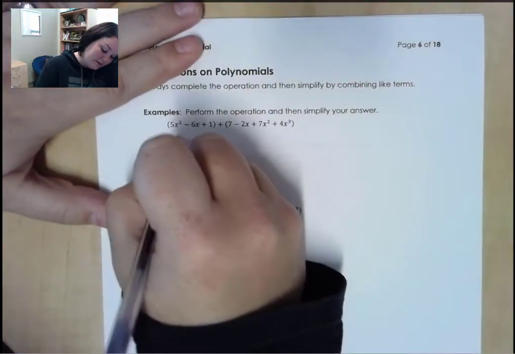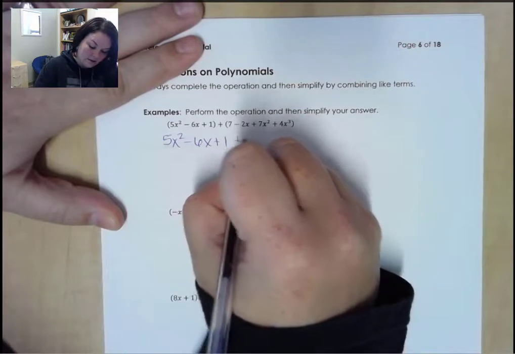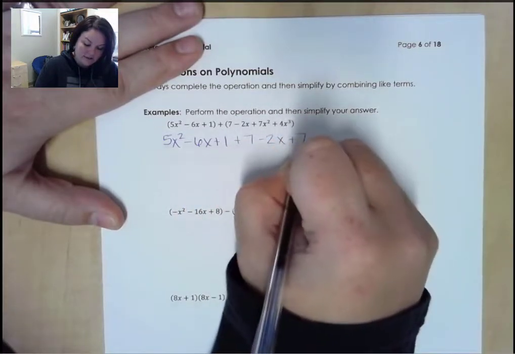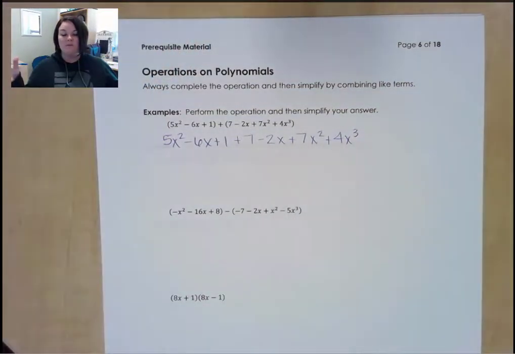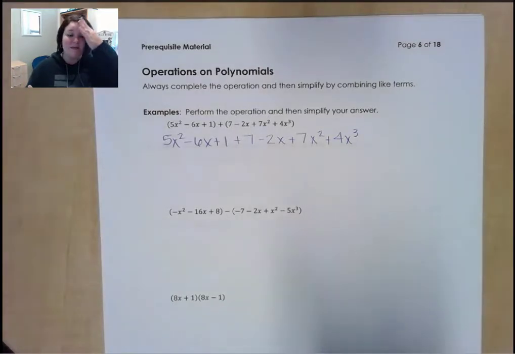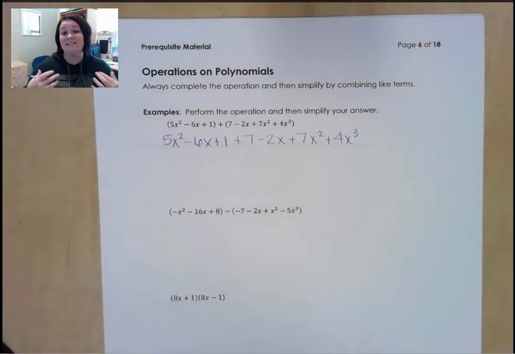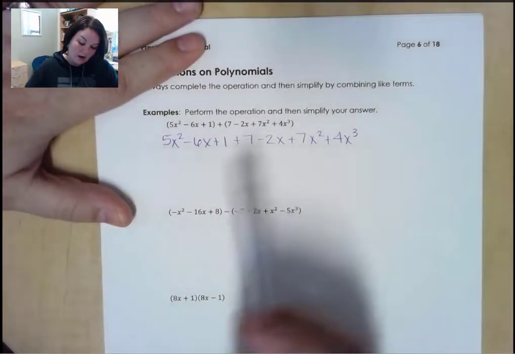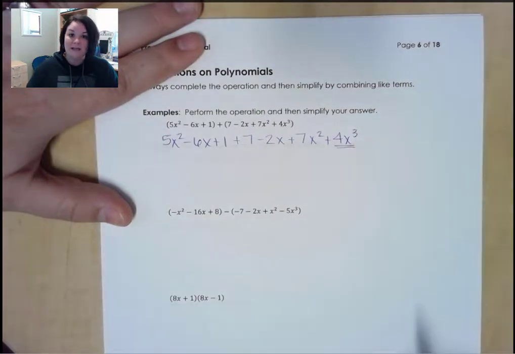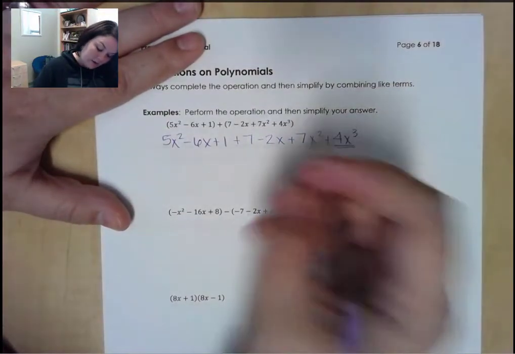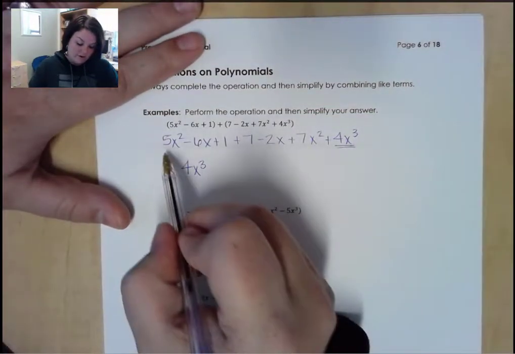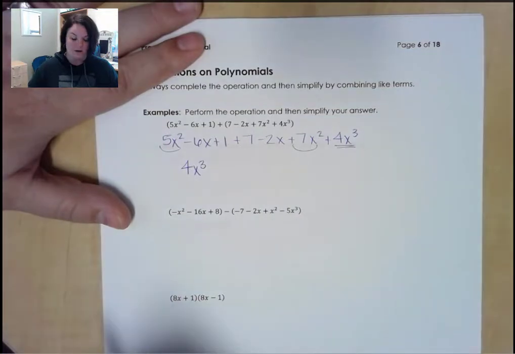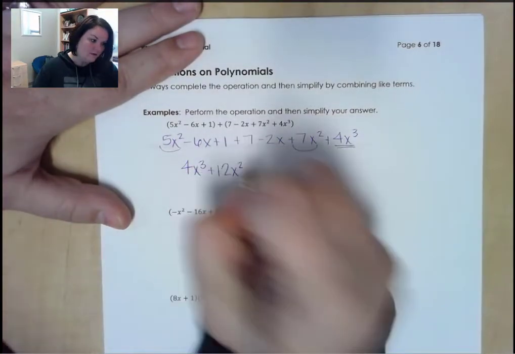So we have 5x squared minus 6x plus 1 plus 7 minus 2x plus 7x squared plus 4x cubed. Okay, so once we drop those parentheses, we have everything right now. Now we're just looking for terms that match, or like terms, meaning they have the same variables raised to the same powers. So here, our highest power of x is our 4x cubed, right? So we're going to go ahead and write 4x cubed. Then we move down to x squared. We have a 5x squared and we have a 7x squared, which gives us 12x squared, right?